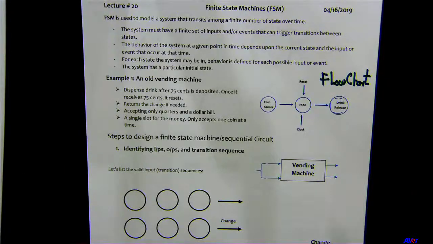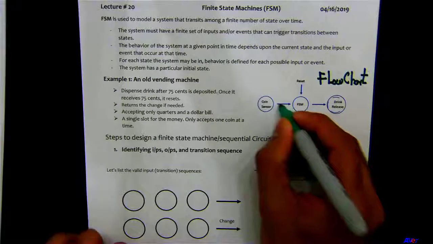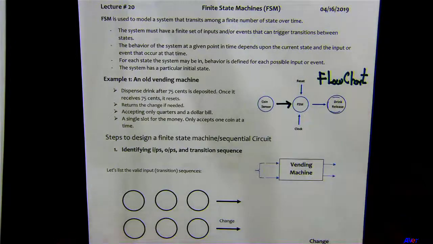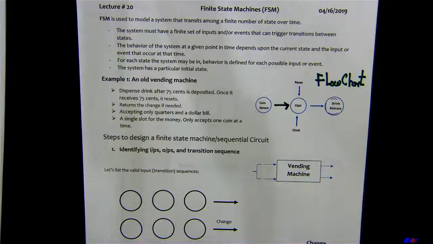So here is your FSM. This is your vending machine right here. You got input here, which is the coin sensor. In our case, it's going to be a coin and a dollar bill. We have the output here, which is the drink release. And then for most sequential circuits, we know that we're going to have a clock, and we're going to have a reset also.